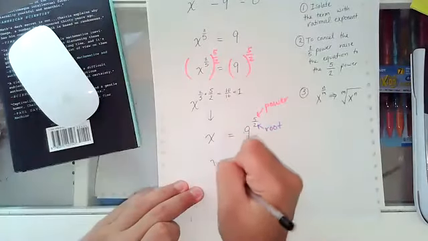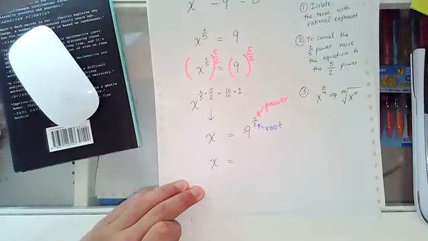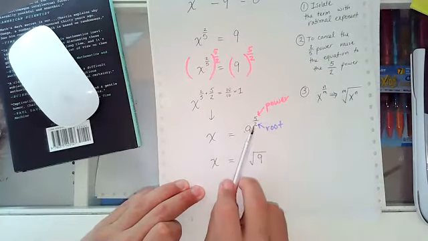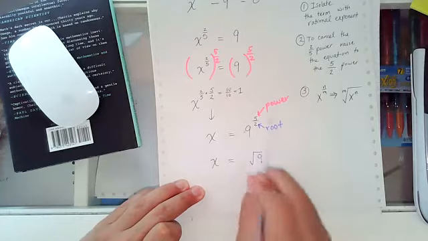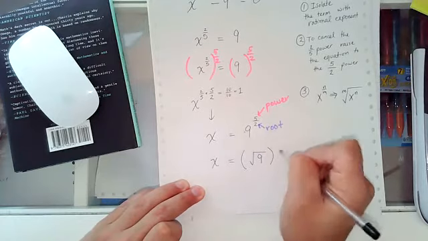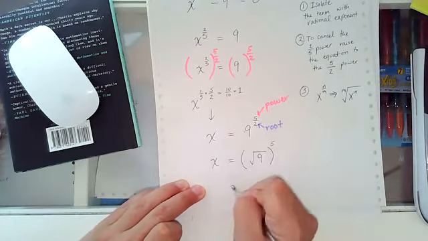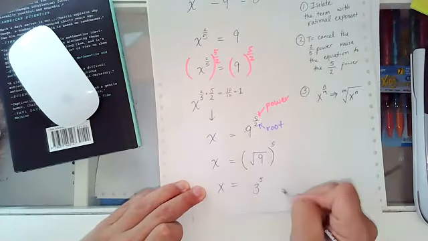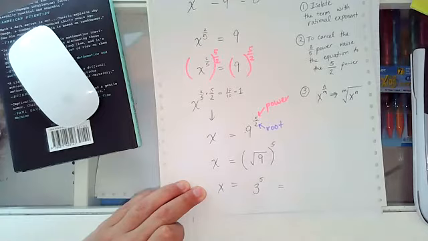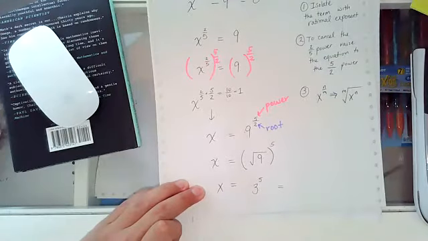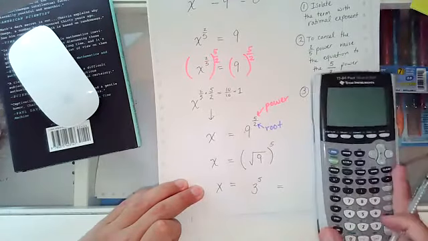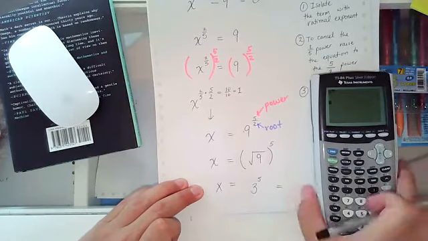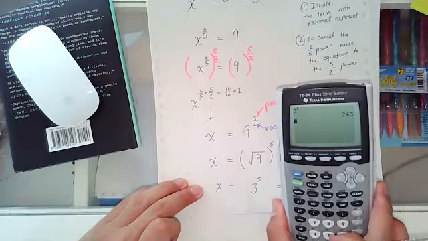So we would have x is equal to, you could call this the square root of 9, since we have a 2 as our root. And then we can deal with the power later. That would give us 3 to the 5th power, which then we could just multiply 3 times 3 times 3 times 3 times 3. Or at some point you might just say, okay, let's just grab the calculator and do that. 3 to the 5th power is 243.